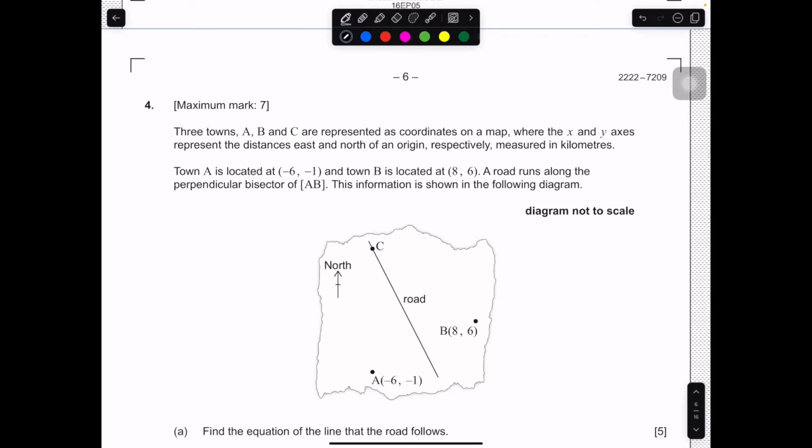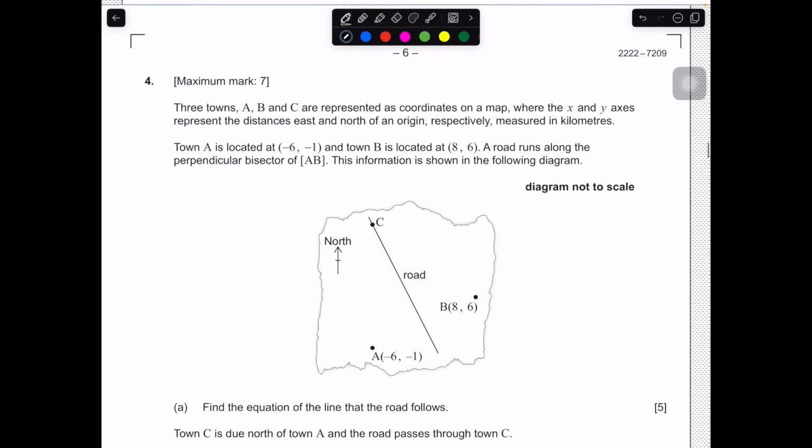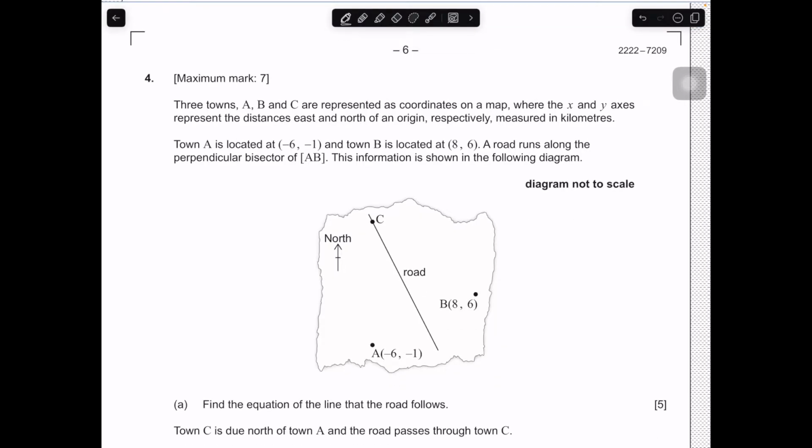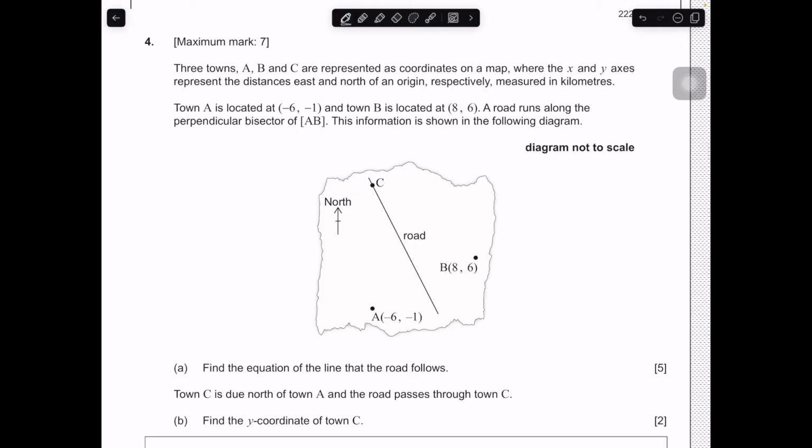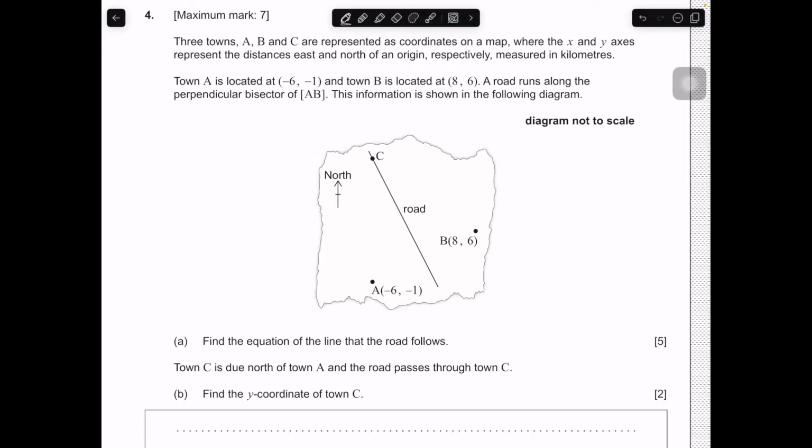All right. 7-mark question. Let's see what we have here. 3 towns A, B, and C are represented as coordinates on a map where the x and y axes represent the distances east and north of an origin, respectively, measured in kilometers. Town A is located at -6,1, and town B is located at 8,6. A road runs along the perpendicular bisector of AB. This information is shown in the following diagram.